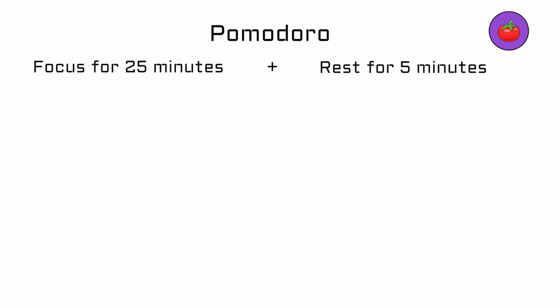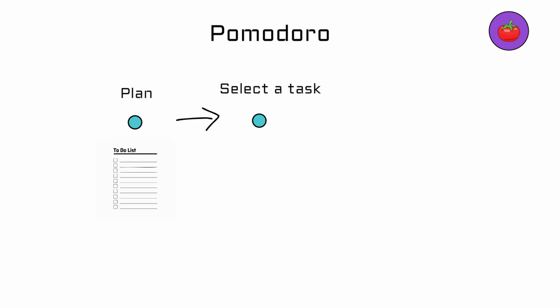Pomodoro technique. The core idea of the Pomodoro technique is simple. Focus on studying for 25 minutes, then take a 5-minute break. This helps you stay efficient without burning out. Step 1. Set a clear study task. Step 2. Set a timer. Your phone's timer works just fine for 25 minutes, and focus only on that task during this time.